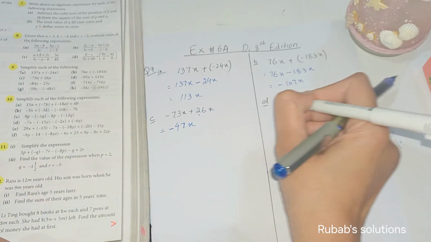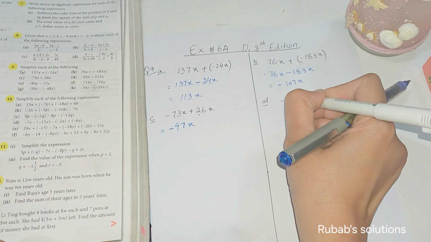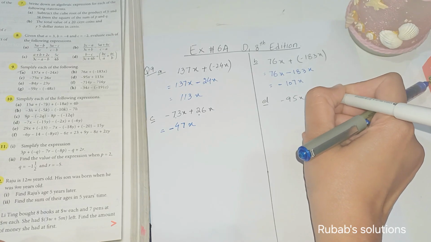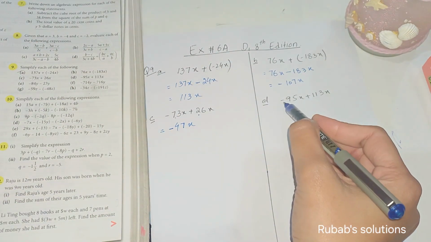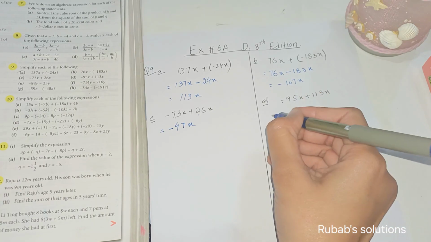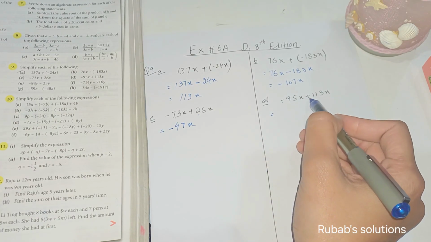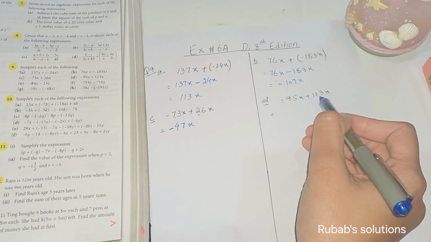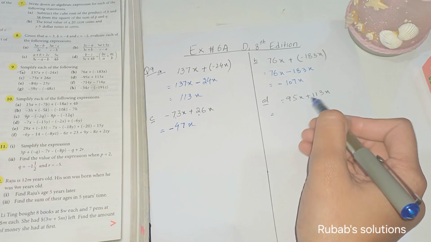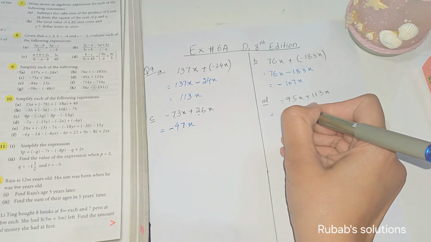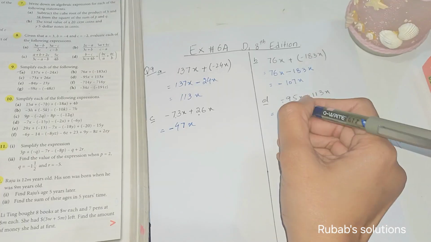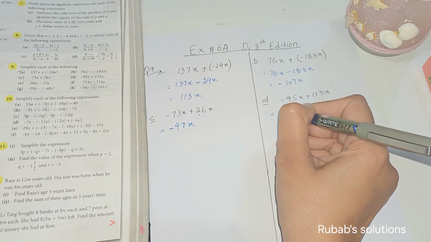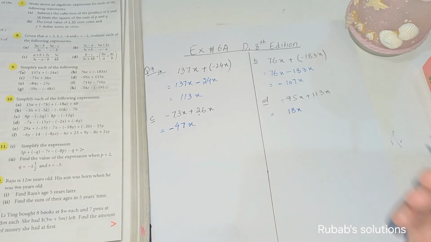Part D is minus 95x plus 113x. Again there is no bracket, so we have to do the subtraction because minus plus obviously minus, but sign will be plus because the 113 is a bigger number. So 113 minus 95 is 18x.